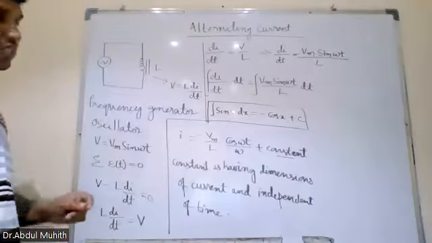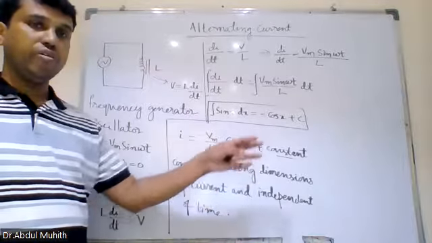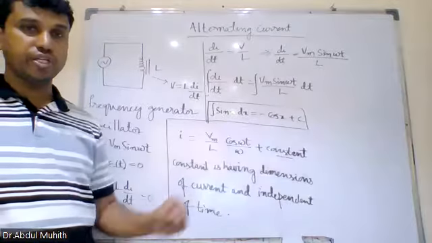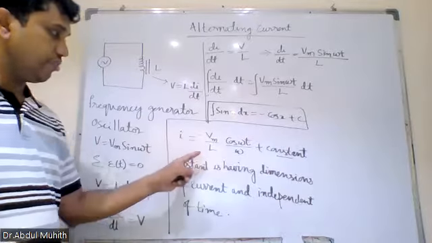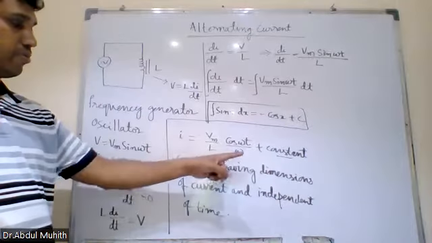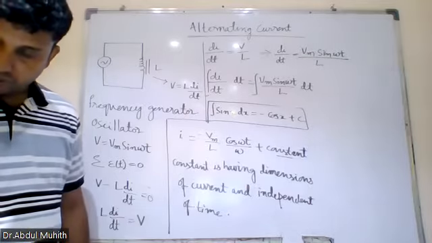When you are doing indefinite integrations, like in the second book, first chapter, we have integrations. So this is indefinite integration. In that case, we have C. Now I is equal to what? Minus Vm by L cos omega t by omega plus constant. The constant has a dimension of current and is independent of time.